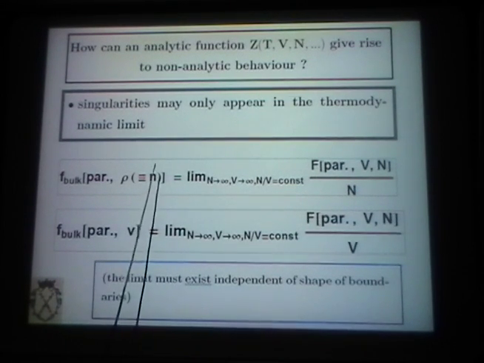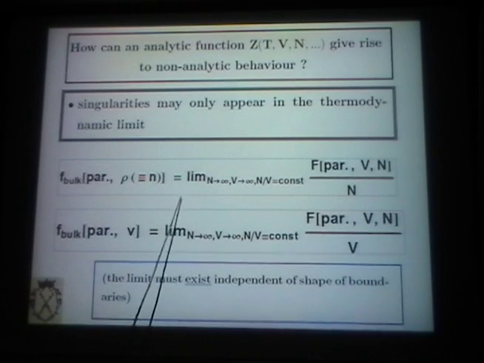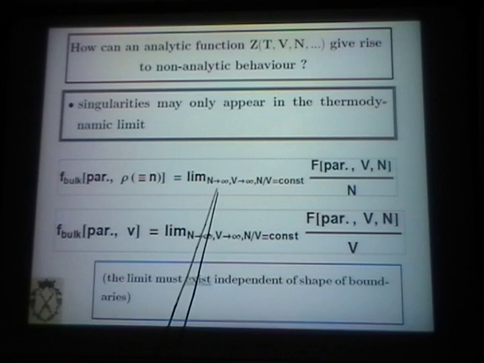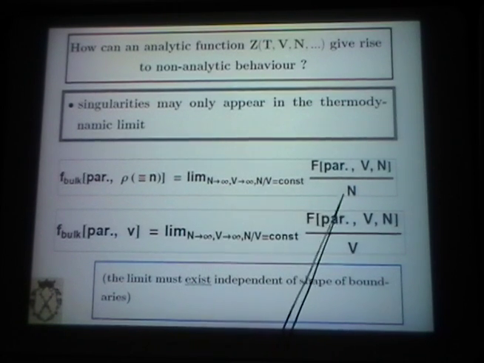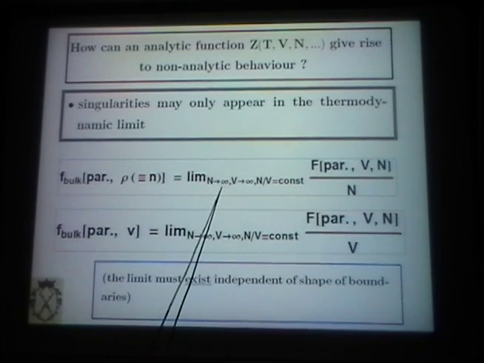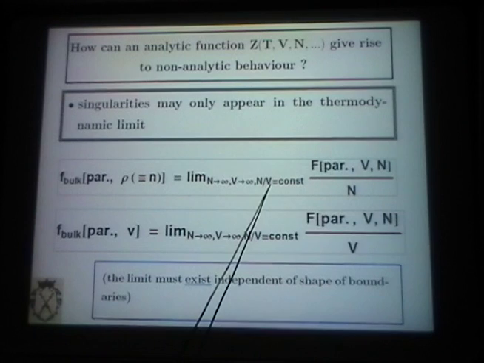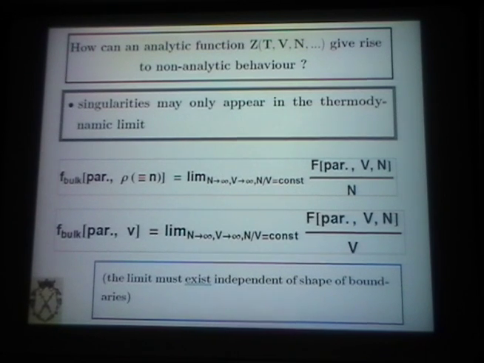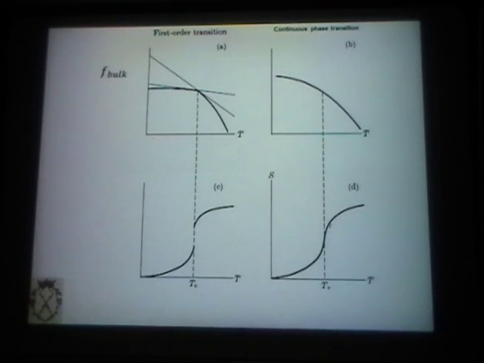So in order to get true singularities, you need to go to the thermodynamic limit, and that's a very important thing. Thermodynamic limit means that you divide your free energy by number of particles, and then you go with the number of particles to infinity, with the volume to infinity, keeping the density constant. And in this limit, it exists independent of shape of the boundaries, and this is guaranteed given that your interaction potential falls off faster than r to the power d plus epsilon, where epsilon is greater than 0, and d is the dimensionality of your space. So with this general condition, you can prove that this limit exists, and if you calculate it, you may get something like what I showed you here.